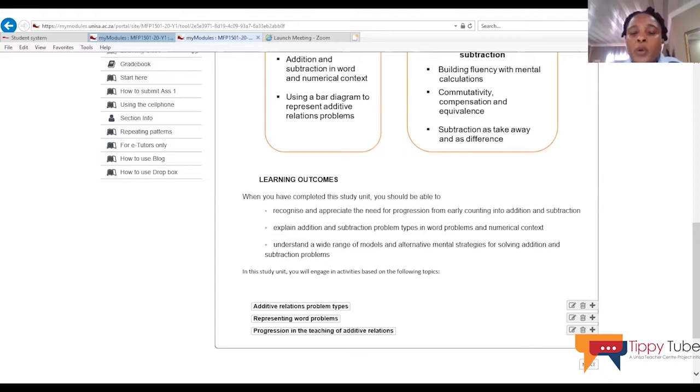So we do have activity number 2, and here is the message which I was referring to: some of you have been grouped under e-tutors. Please work well with the e-tutors, because I'm also working so well with them, and we are a team.